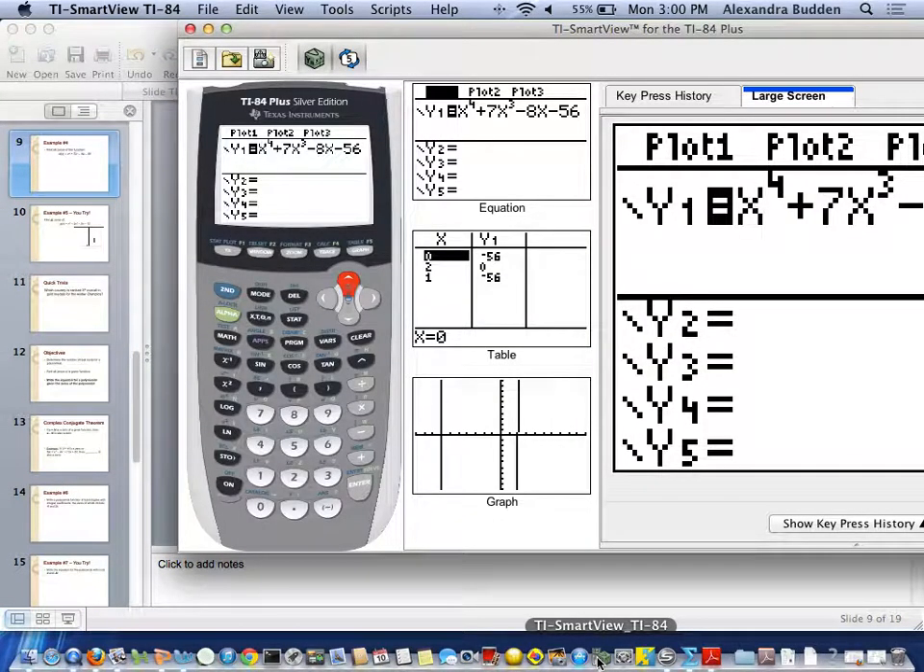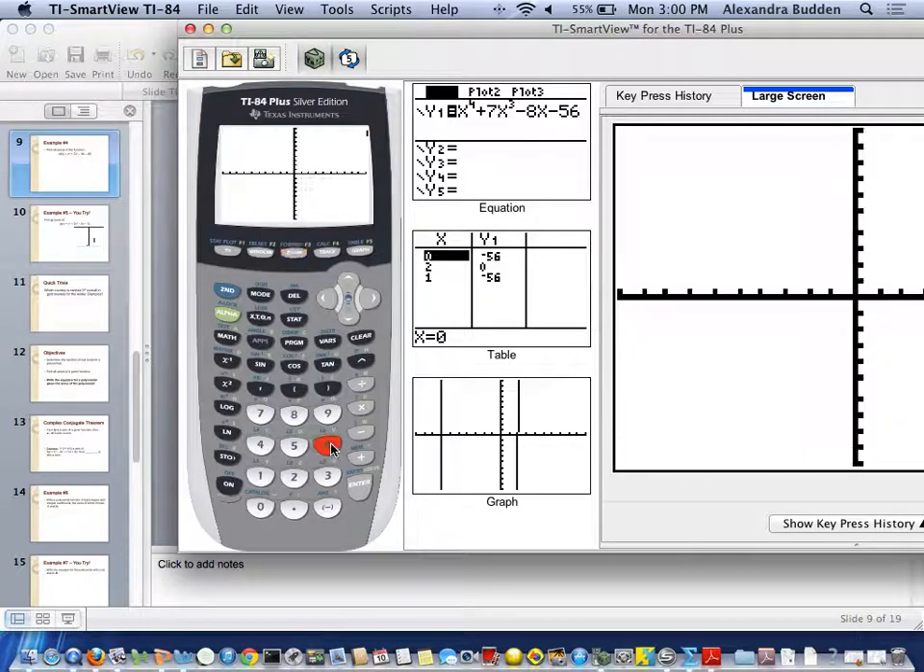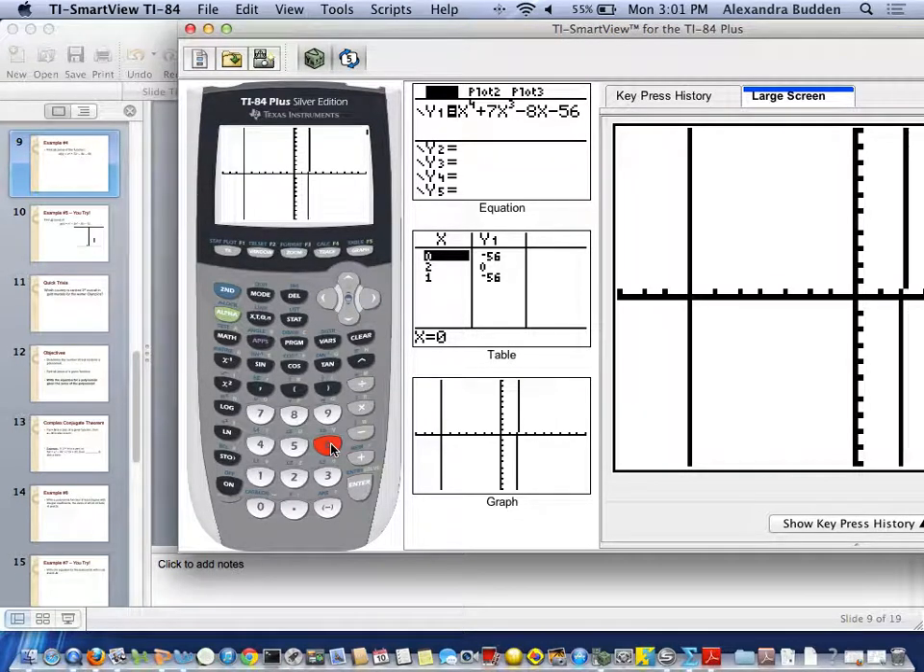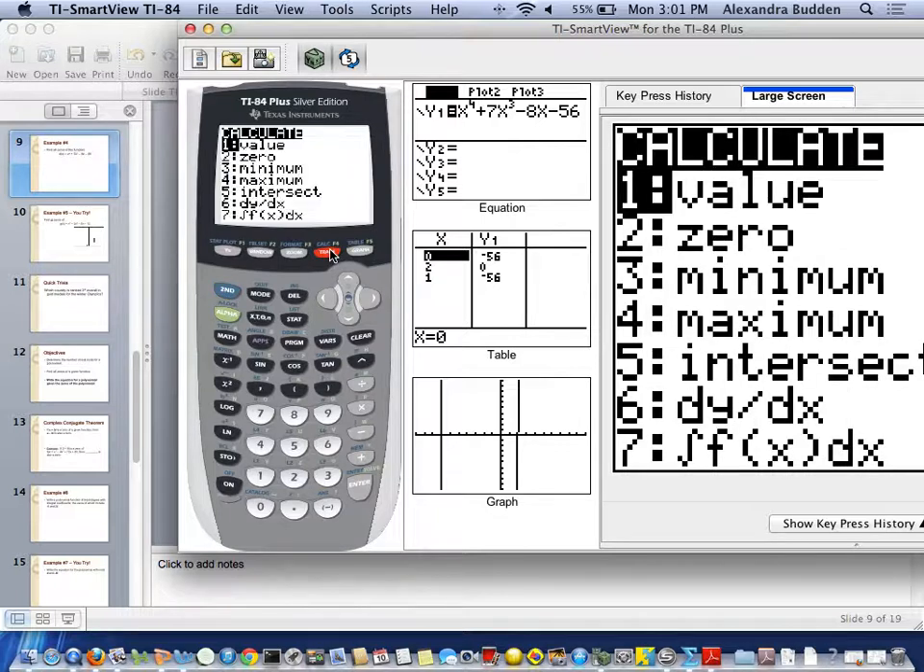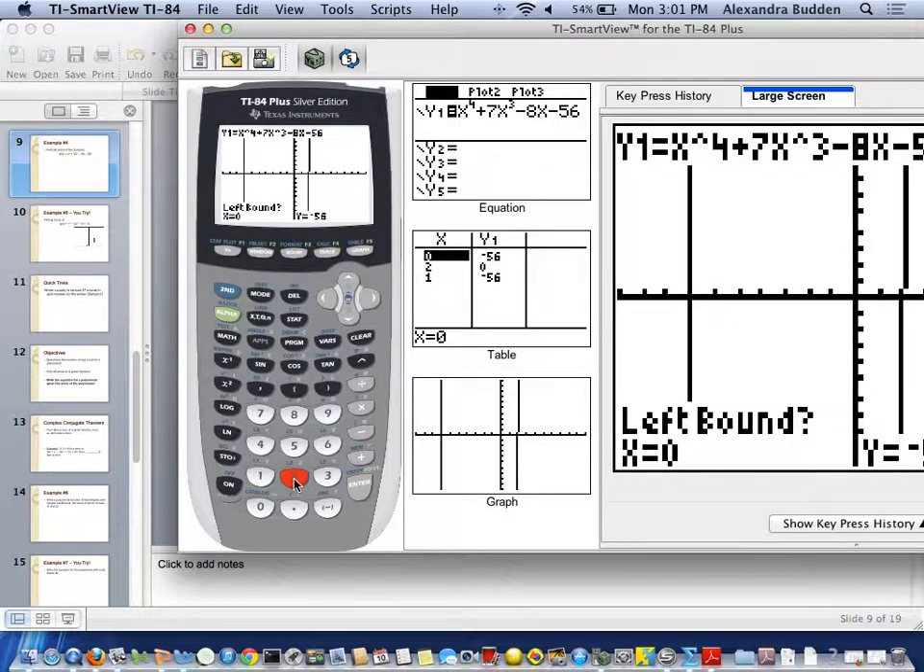Okay, so I have this in y equals. I'm going to hit zoom 6 to graph it. If I notice, I have 2 real roots here. So my degree is 4, but I have 2 real roots. So what I'm going to do is I'm going to find what those roots are. So again, second, calc. I want to calculate the zeros. I'm going to look for that one on the right first.